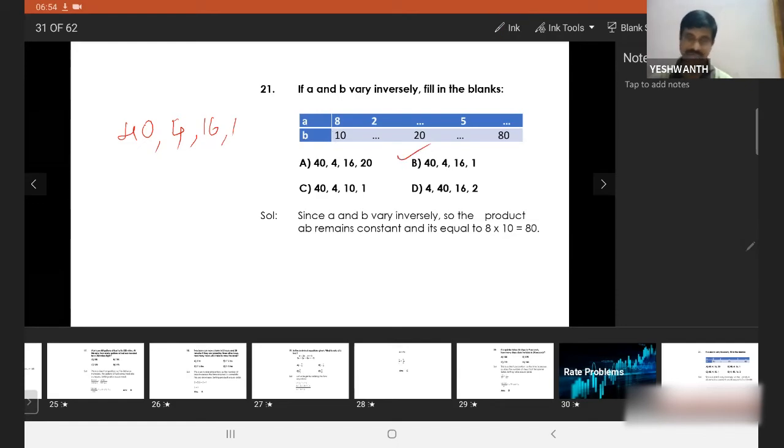Total product we have taken here. You are getting 80, and this into this should also be 80. So whatever we get here should be 80 by 2, that is 40. 80 by 20 is 4. And 80 by 5 is 16. 80 by 80 is 1. So option B satisfies. Okay, please go for that.